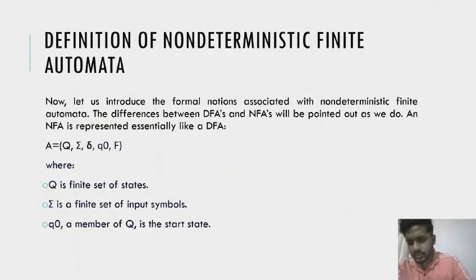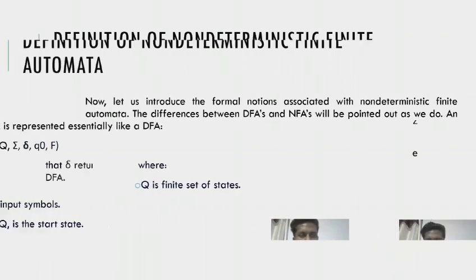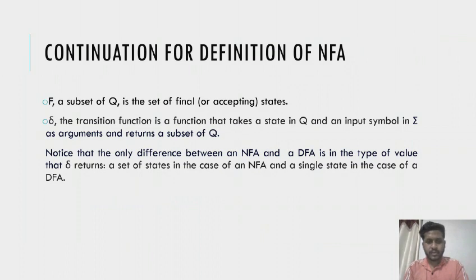Definition of non-deterministic finite automata. Now let us introduce the formal notation associated with non-deterministic finite automata. The difference between DFA and NFA will be pointed out as we do. An NFA is represented essentially like a DFA: A equals (Q, sigma, delta, q0, F), where Q is the finite set of states, sigma is the finite set of input symbols, q0, a member of Q, is the start state, and F, a subset of Q, is the set of final or accepting states.